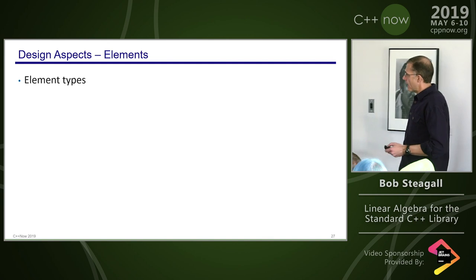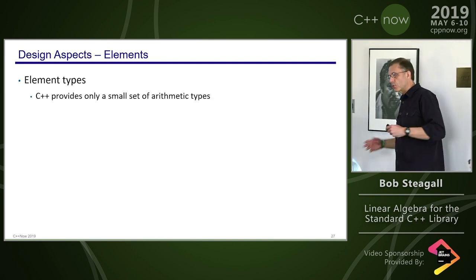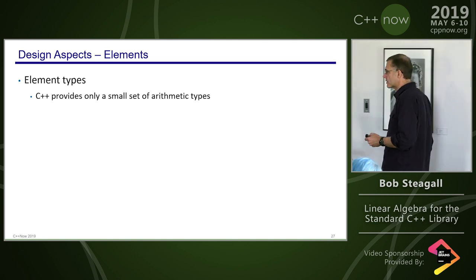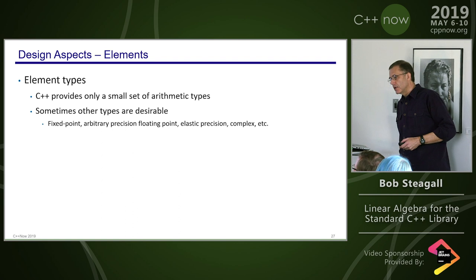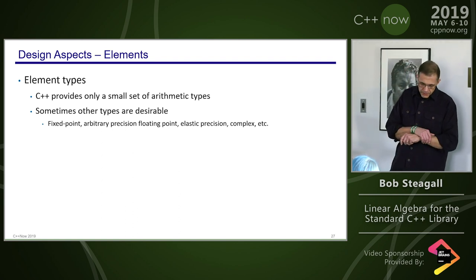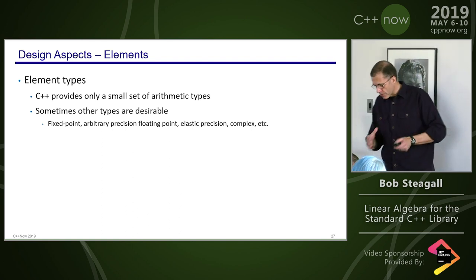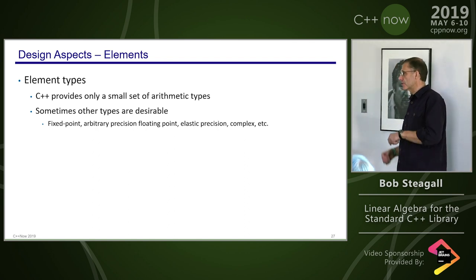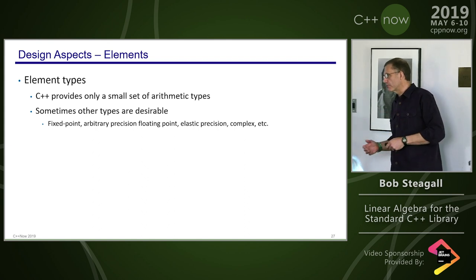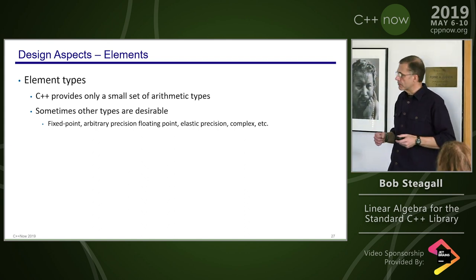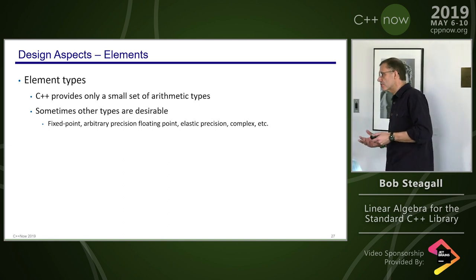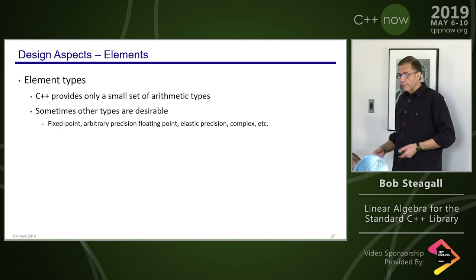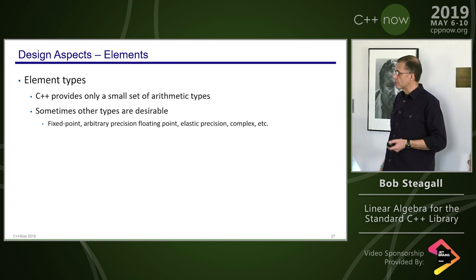We think about element types, the types of the elements themselves. C++ only provides a small set of arithmetic types that you might want to put into a matrix. Sometimes you want to use other types. Lots of people right now are working on additional types that represent numbers in some way that they have proposals for in front of the committee. Fixed point calculations, types that do arbitrary precision floating point. John McFarlane has an interesting proposal for something he calls elastic integers. You have complex numbers, which are part of the standard. So, you know, float and double and long double are not the only interesting things.